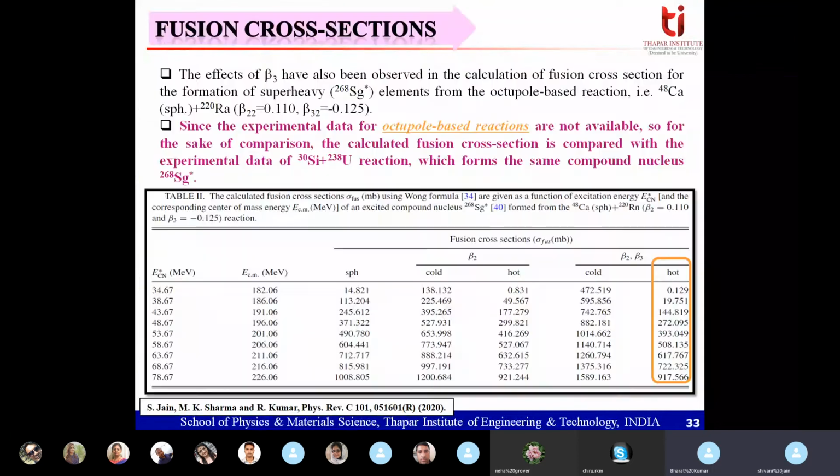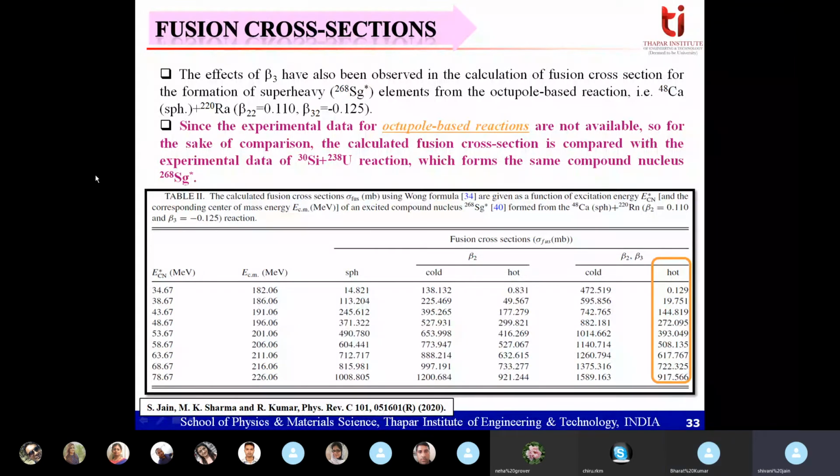Shivani, can you go to the previous slide, back, this table? So this number you have given, this beta 2 value is 132.132. Is this a deformation value or is it a cross section? Yes, beta 2, it's a deformation value. So why is the hot case less in comparison to cold?